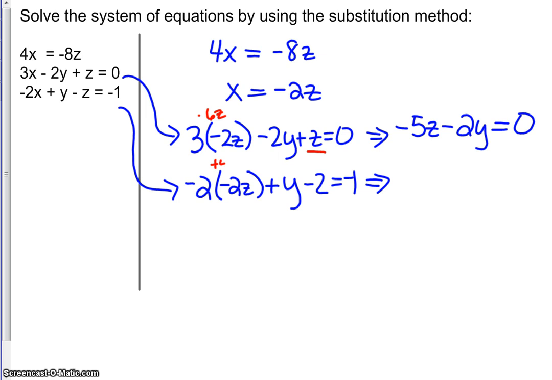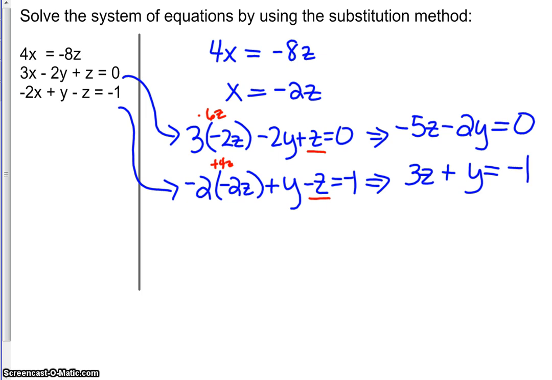Now let's look at this one. This is positive 4z when I combine them together, and minus 1z would be positive 3z plus y equals negative 1.